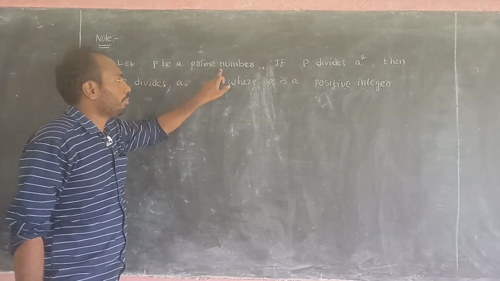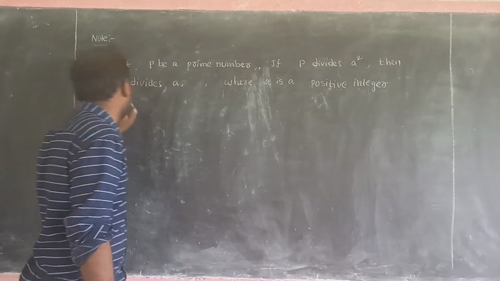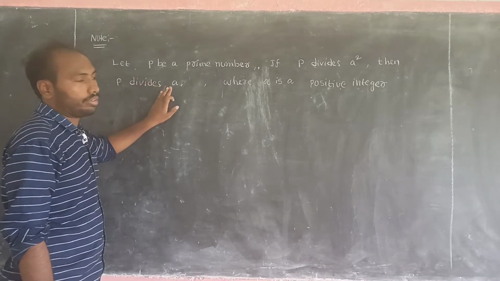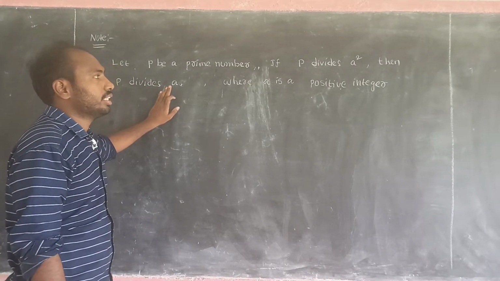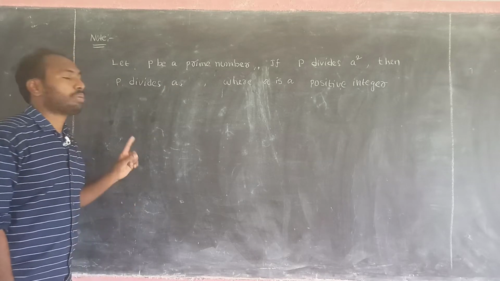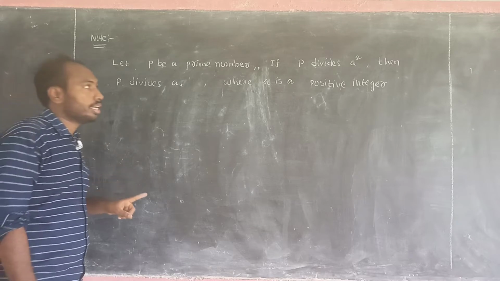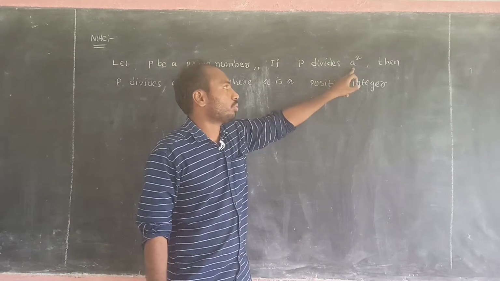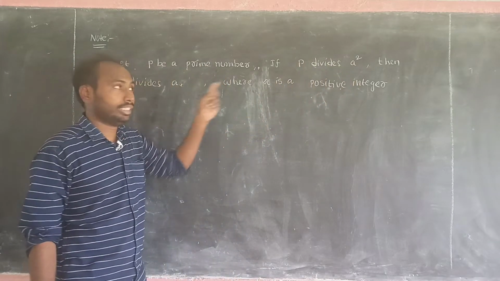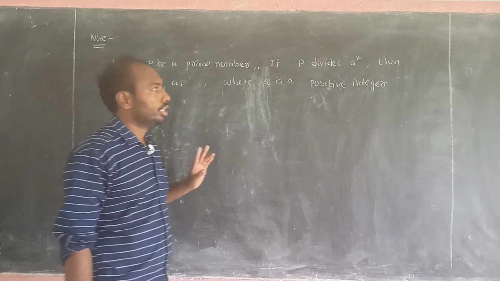Note: let P be a prime number. If P divides A square, then P divides A, where A is a positive integer. This is a very important condition. If P is a prime number and P divides A square, then also P divides small a. We will use this condition. Next problem, write down.